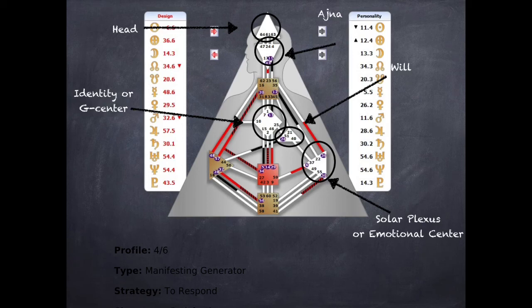But oddly, somebody with an open emotional center is someone also who potentially could be someone who likes to wait around and take their time to make decisions when in fact they're supposed to be making them right away.